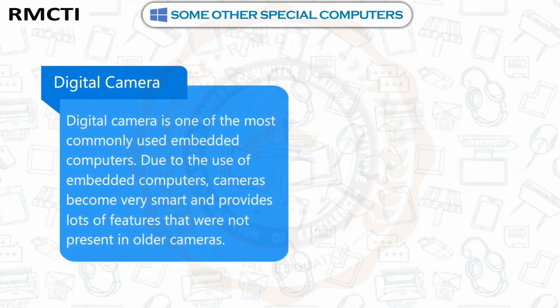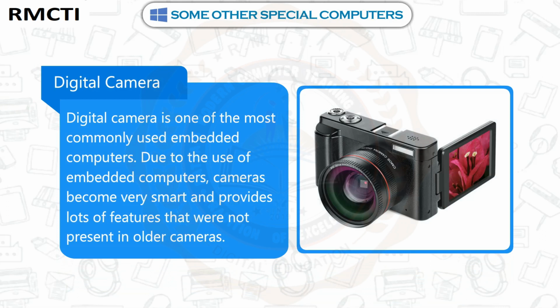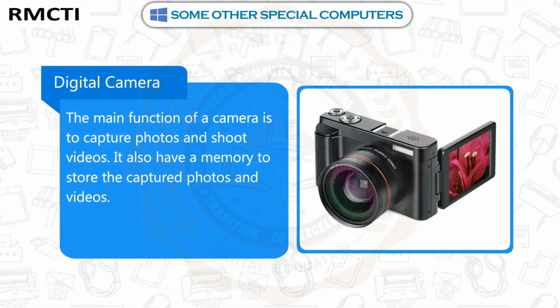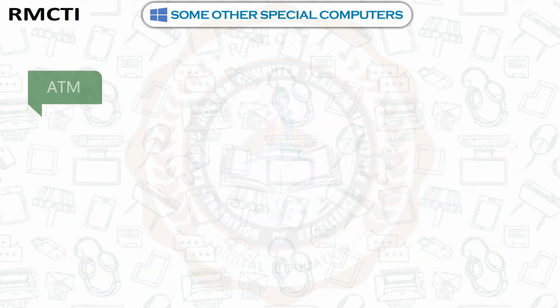Digital camera. A digital camera is one of the most commonly used embedded computers. Due to the use of embedded computers, cameras become very smart and provide lots of features that were not present in older cameras. The main function of a camera is to capture photos and shoot videos. It also has a memory to store the captured photos and videos.